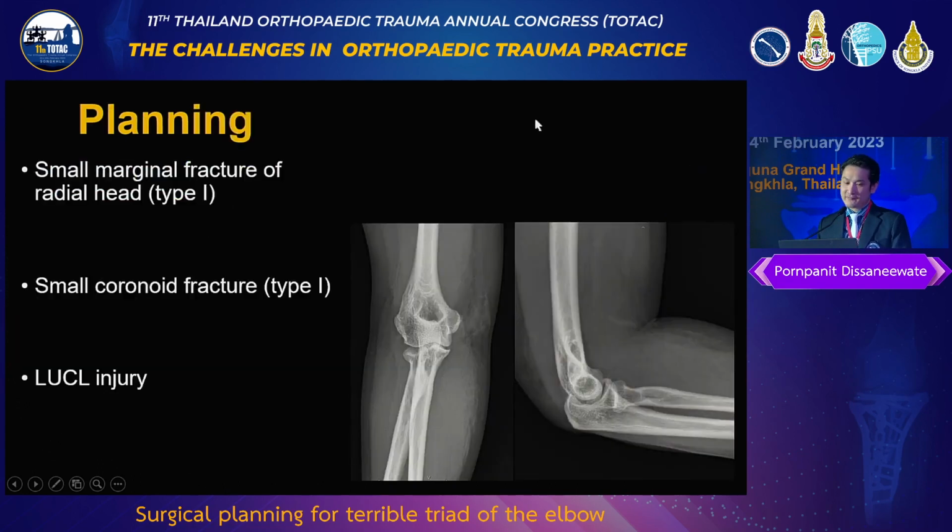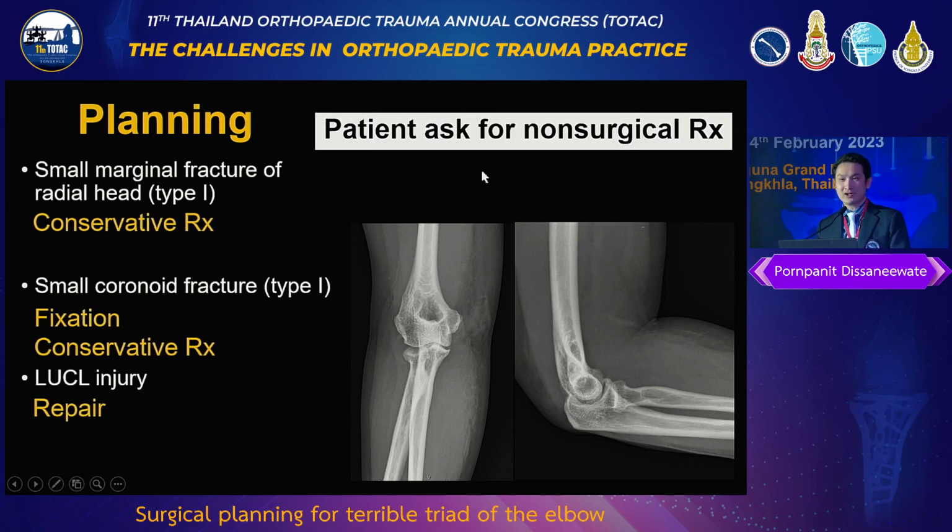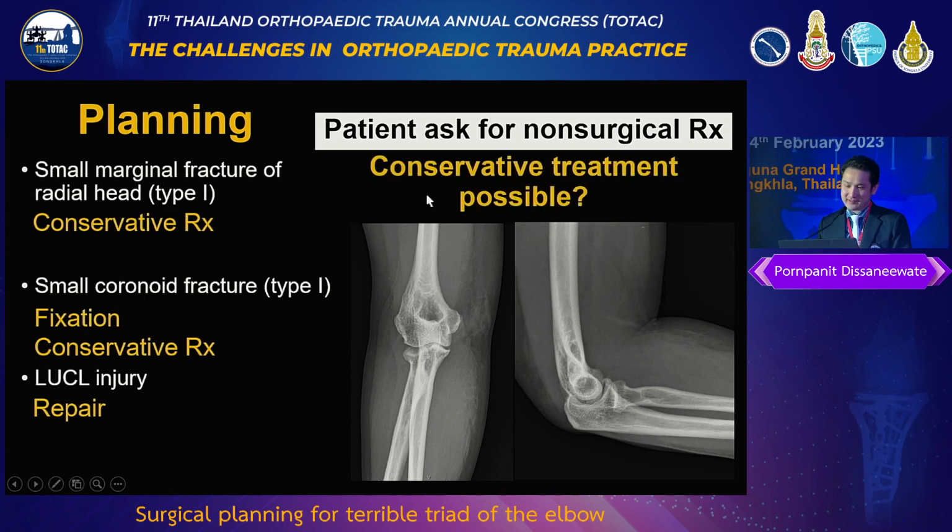So my plan for the small marginal fracture of the radial head type 1, sure, conservative treatment. Coronoid, maybe fixation, or maybe you can do it conservatively, and the LUCL repair. This is my plan, but the patient asked me, "Doctor, no surgery, please." So I have two choices. First, to give a chance for the bone setter to treat her, or the second one, I have to consider, can this case be treated with conservative treatment?